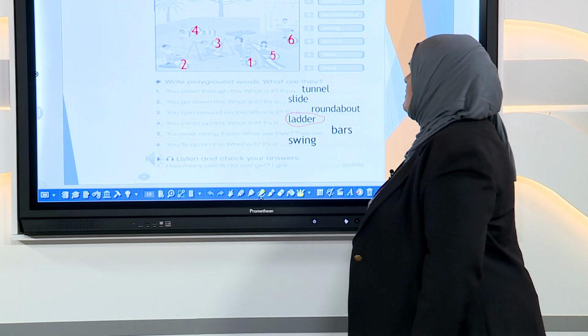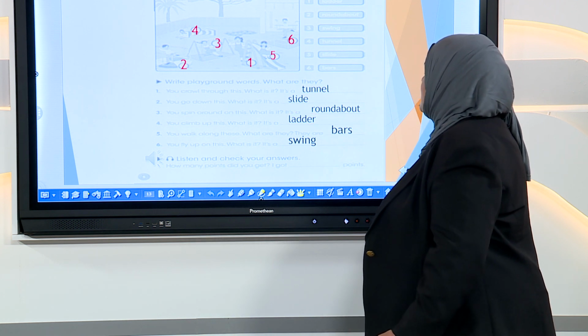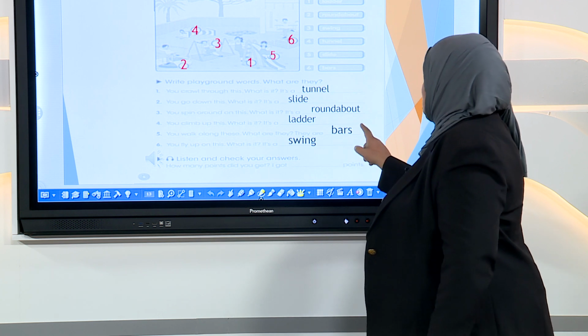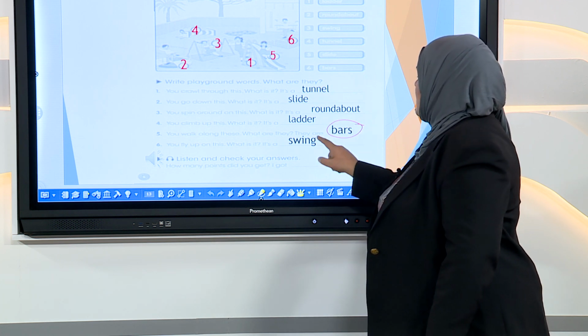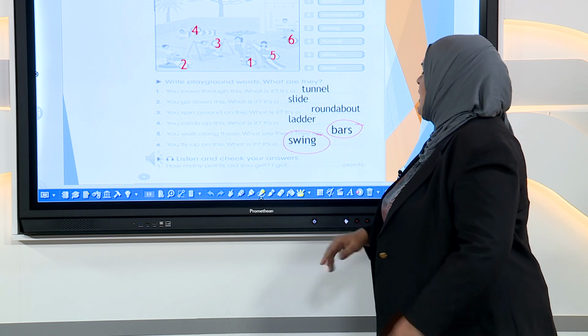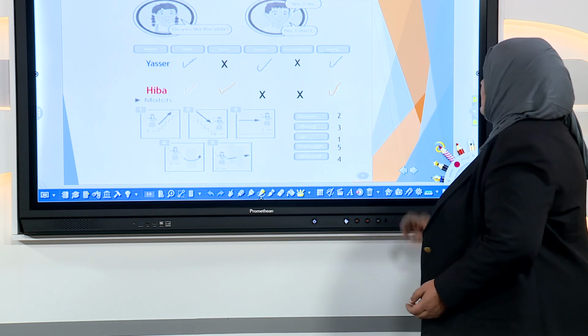Number four: you climb up this. أنت تتسلق. It's the ladder. Five: you walk along these. أنت تسير على طولهم. What are they? They are bars. And the last one: you fly up. أنت تحلق. What is it? It's a swing. Let's move here.